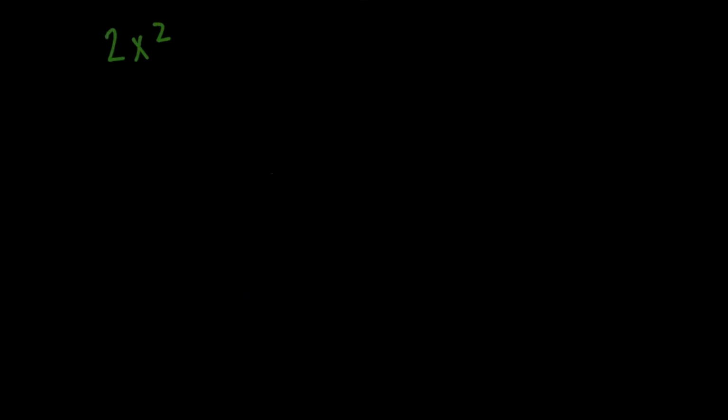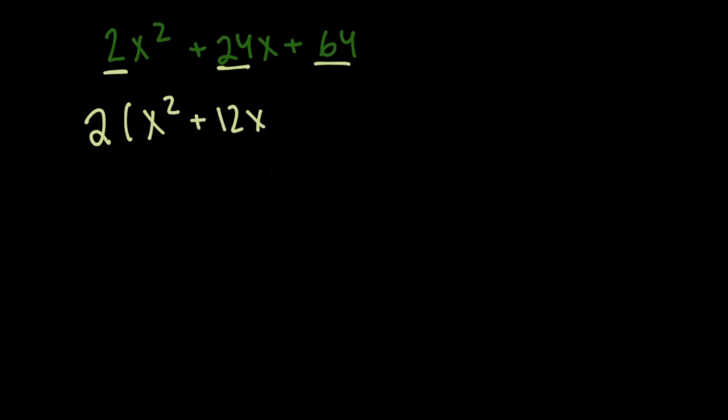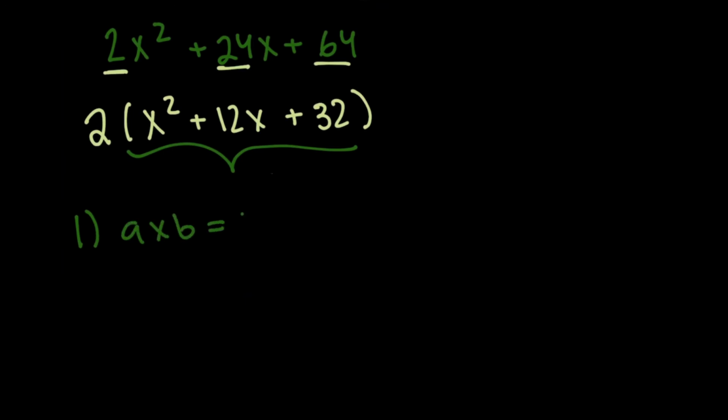Problem 5 is going to be 2x squared plus 24x plus 64. And what you should notice here is that, well, actually, we can pull out a common 2 from each of the three terms. So before you begin, you want to rewrite your equation with the 2 pulled out, as so. And then this is what we will factor. So the first rule is going to be that a times b equals 32, and the second rule is going to be that a plus b equals 12.